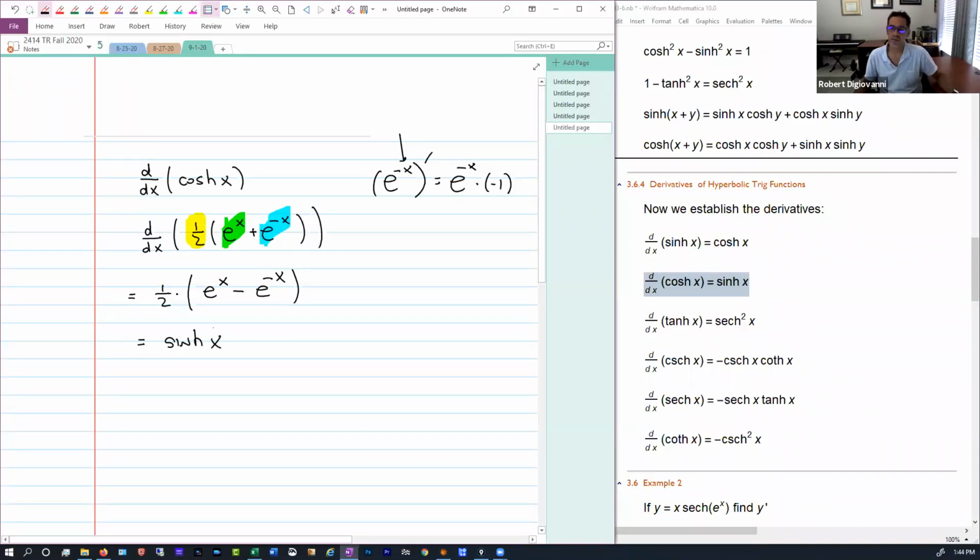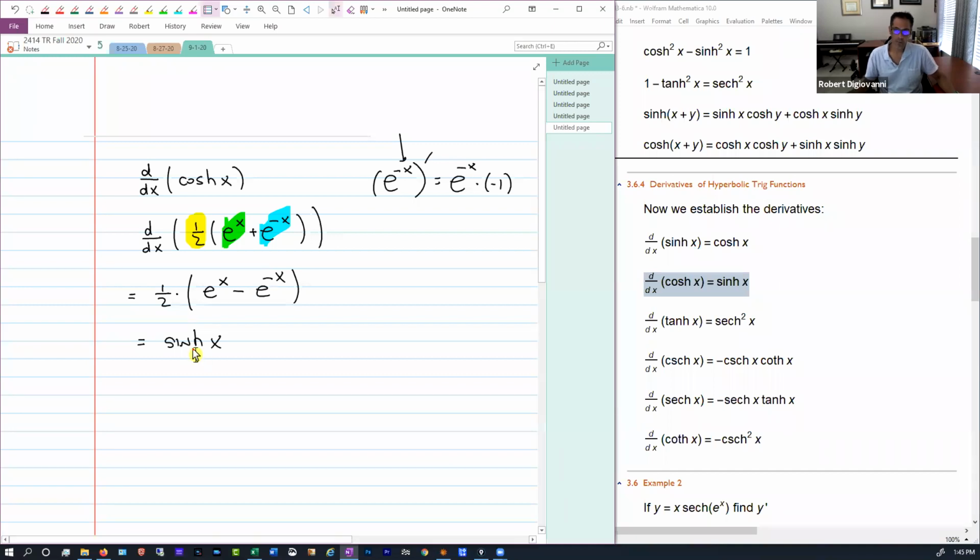That's sine hyperbolic x, isn't it? Yes. That's the definition of sine hyperbolic x. It's 1/2 e to the x minus e to the negative x. So that just shows right there the derivative of cosine hyperbolic x is sine hyperbolic x.